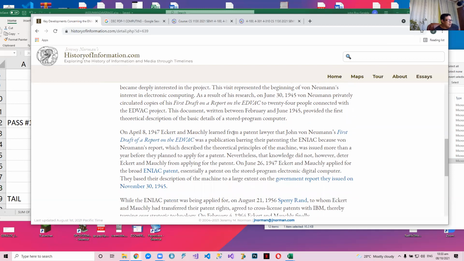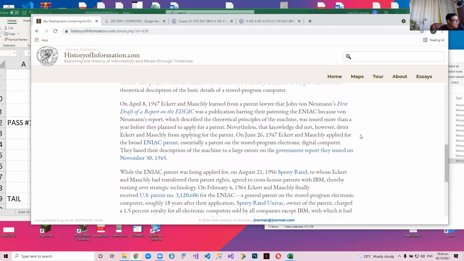Now in 1947, Eckert and Mauchly were informed by their lawyer that the patent for the stored program concept cannot be awarded to them because of a previous document published by John von Neumann. So nowadays, the stored program concept is credited to John von Neumann, not Eckert and Mauchly. Do you follow? However, they did not contest it, but they proceeded with an ENIAC patent to patent a stored program electronic digital computer. So they were the first to have registered an electronic digital computer.